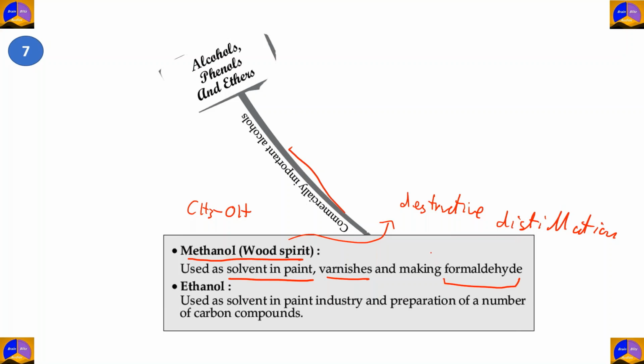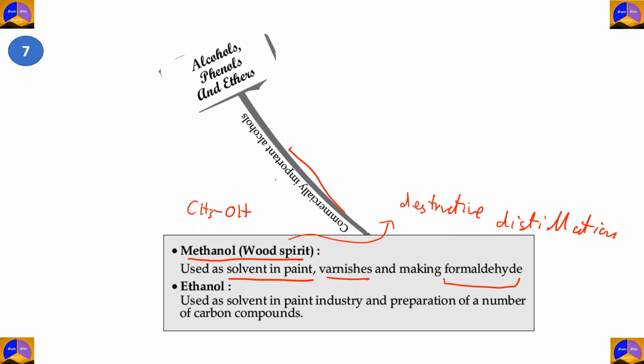Most of the methanol today is produced by catalytic hydrogenation of carbon monoxide at high pressure and temperature and in the presence of ZnO-Cr2O3 catalyst. It is a colorless liquid and boils at 337 degrees Kelvin. It's also highly poisonous.